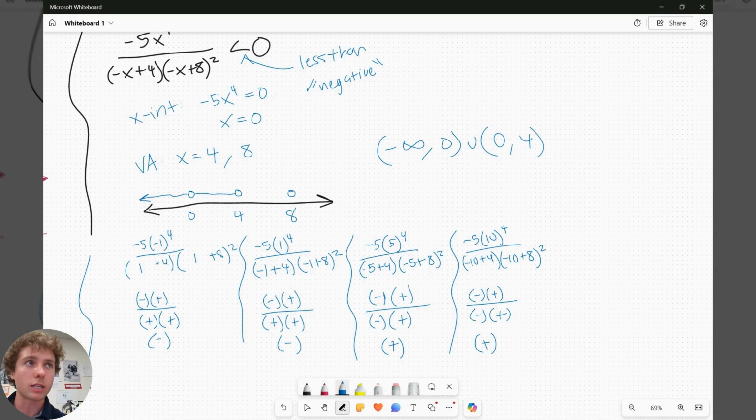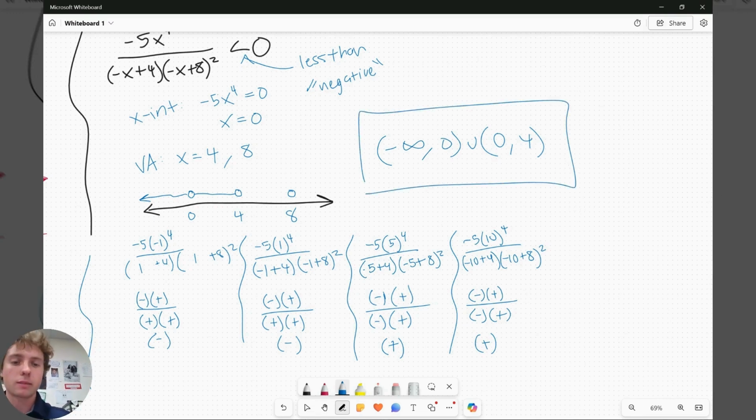Each interval does need a union symbol in between it, and then you can get your final answer, which is this. This tells us x can be less than 0, or x can be between 0 and 4. X is not allowed to be 0 itself. It's not allowed to be 4 itself. It's not allowed to be 8 because those are all open circles. If they were closed circles, then those values itself would work.